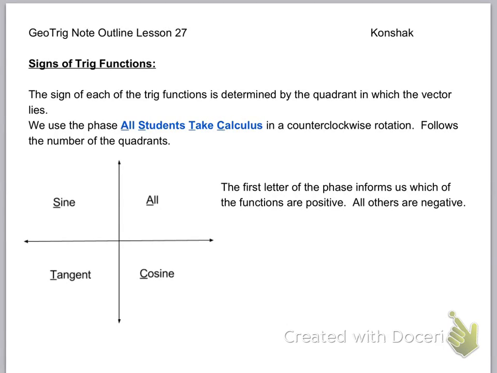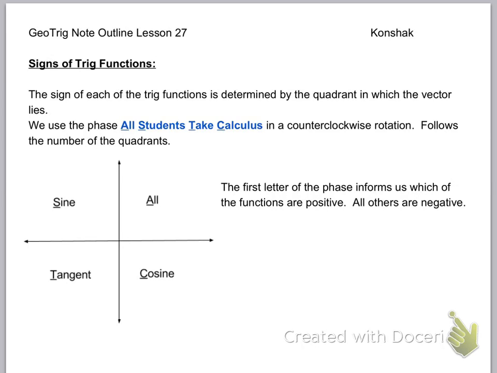Geotrig lesson 27. We're going to talk about signs of trig functions today. When we are talking about sine, cosine, and tangent, we've always been talking most of the time with just reference triangles. So 30, 45, 60s, and they've never been negative. But today we're going to leave the first quadrant, because in the first quadrant, everything is positive. X's, Y's, and all of those things.